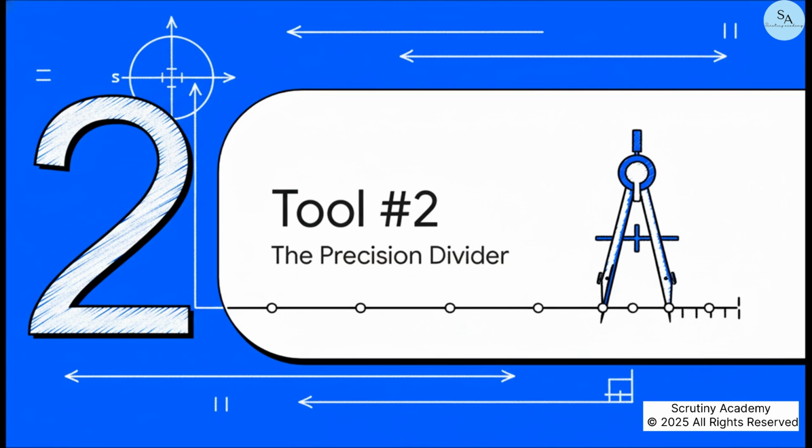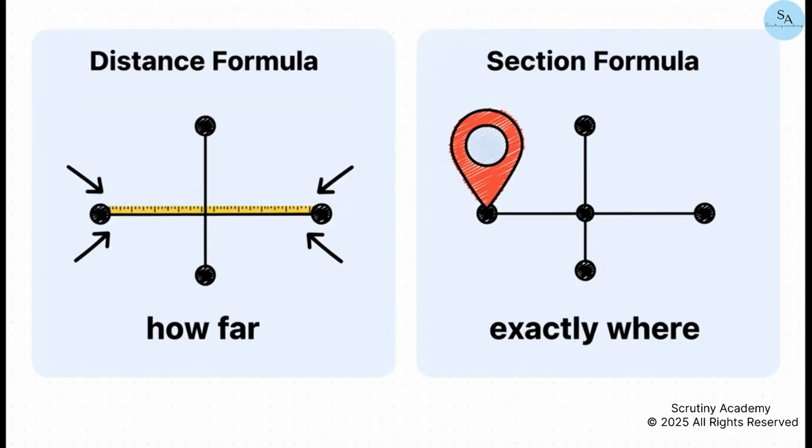But let's get a bit more advanced. What if we don't want the whole length? What if we need to find a spot that's exactly halfway, or maybe 2/3 of the way down that road? For that, we need our second tool. So it's really important you know the difference here. The distance formula gives you a number, right? The total length. But the section formula, that gives you a location, the exact coordinates of a point that cuts a line. So one tells you how far, and the other pinpoints exactly where.